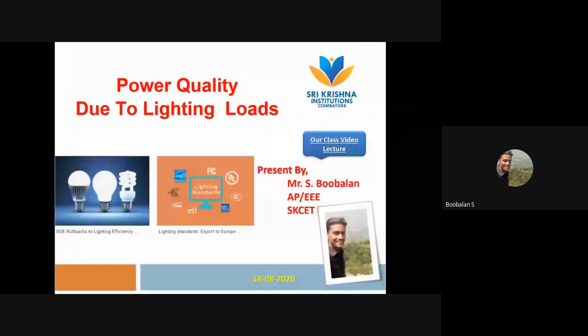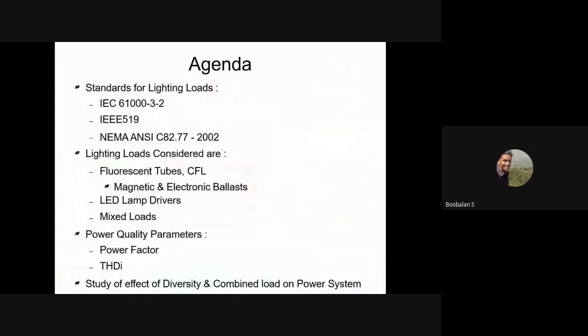Okay, good afternoon all. In the last class we discussed lighting standards, the different standards available for manufacturing lighting loads. Today we're going to move straight into harmonics as well as power factor.